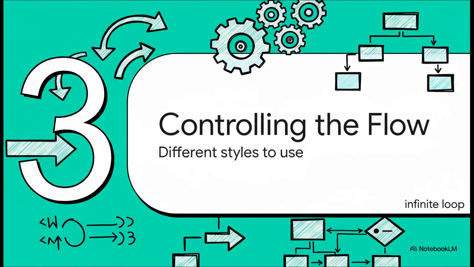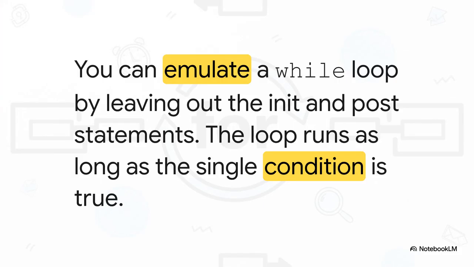Okay, so we've seen the basic setup, but the Go for loop is way more of a Swiss Army knife than it first appears. You can actually adapt it to behave in a few different ways, which is what makes it so powerful. So Go doesn't have a while keyword, but you can get the exact same behavior.